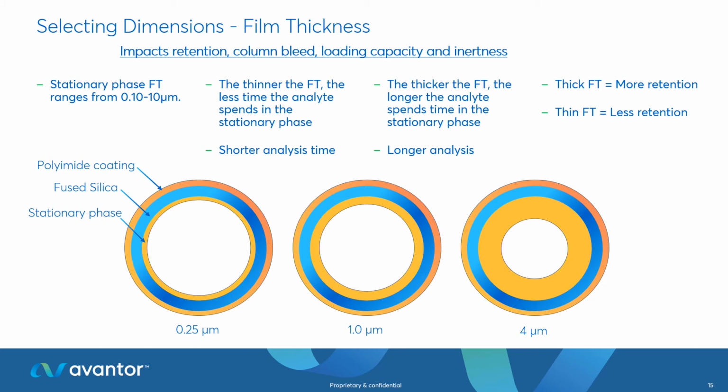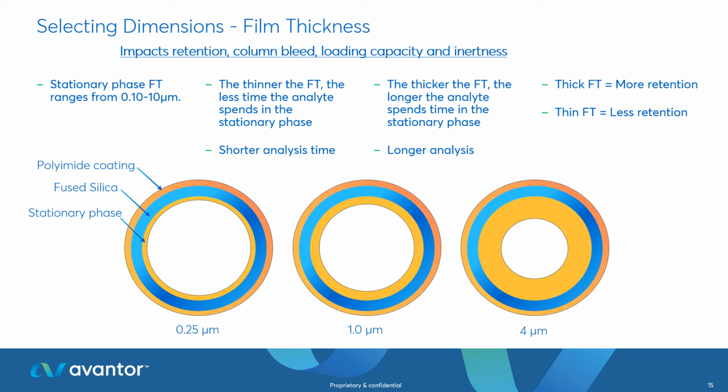The next consideration is the film thickness, and in this scenario we are looking at different levels of coating onto the surface. At the bottom we can see three examples of coating. On the outside is the polyimide coating that gives flexibility to the fused silica in the middle, and on the inside we've got the stationary phase coating, which drives the separation. The typical film thickness for the stationary phase ranges from 0.1 to 10 micron.